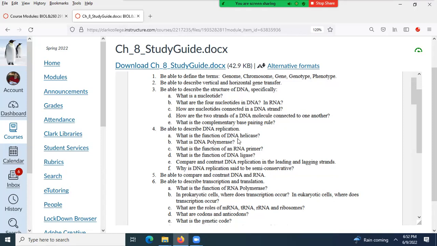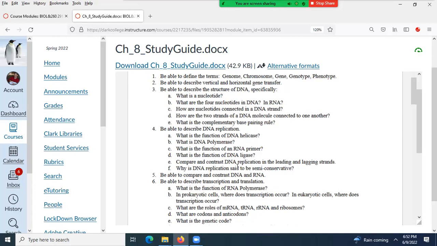Be able to describe DNA replication, discuss the function of DNA helicase, discuss the function of DNA polymerase, what it does, and the function of DNA ligase. I may ask you a question about helicase, polymerase, or ligase.